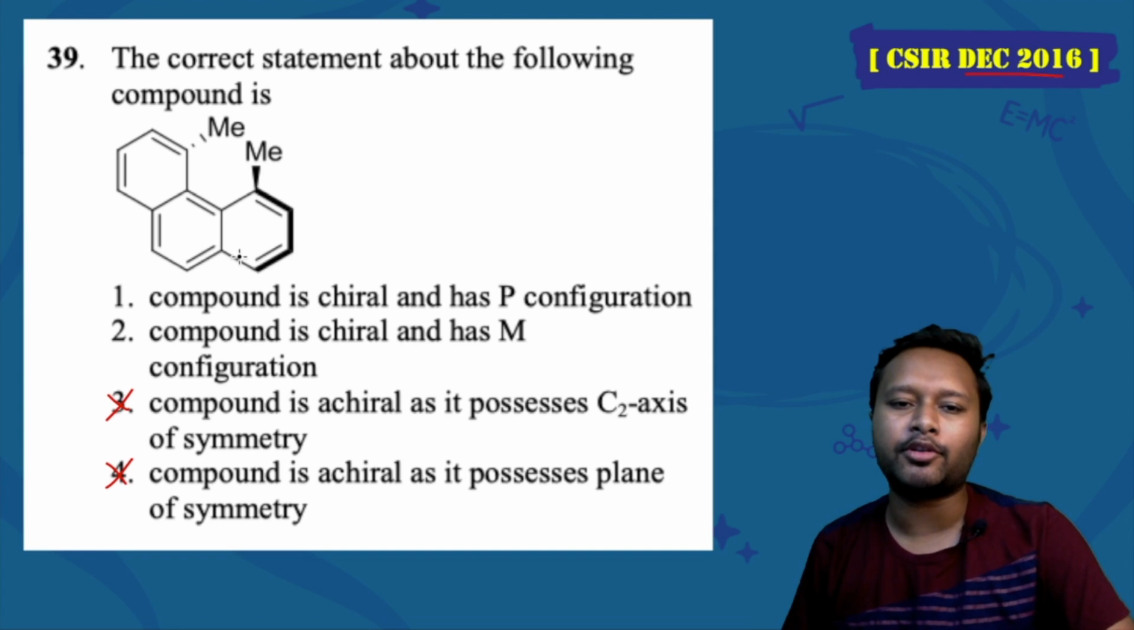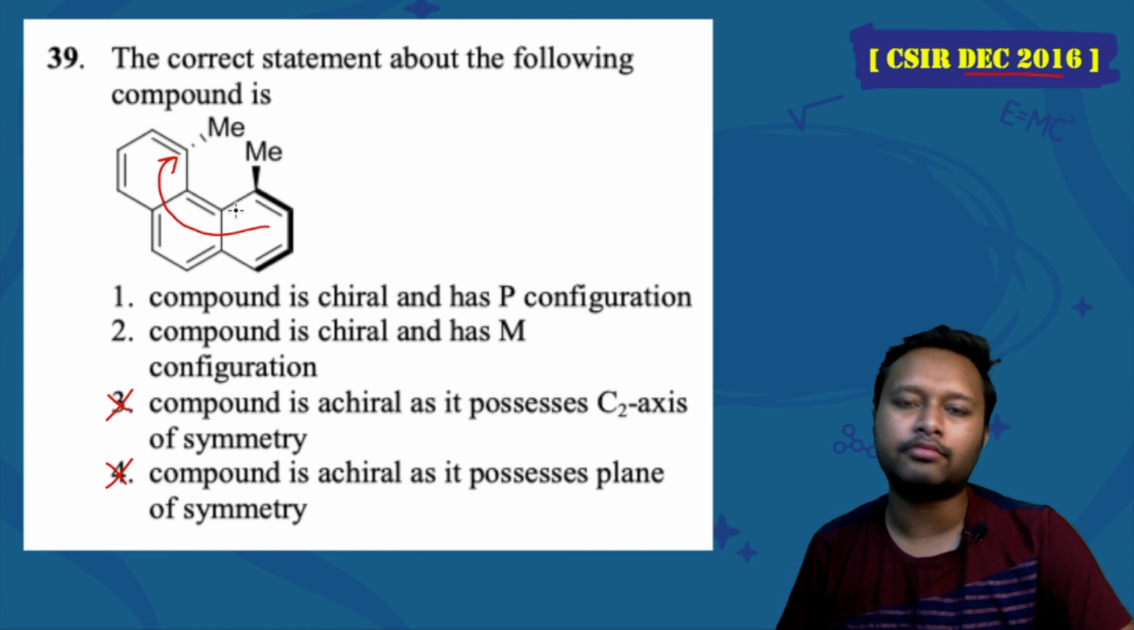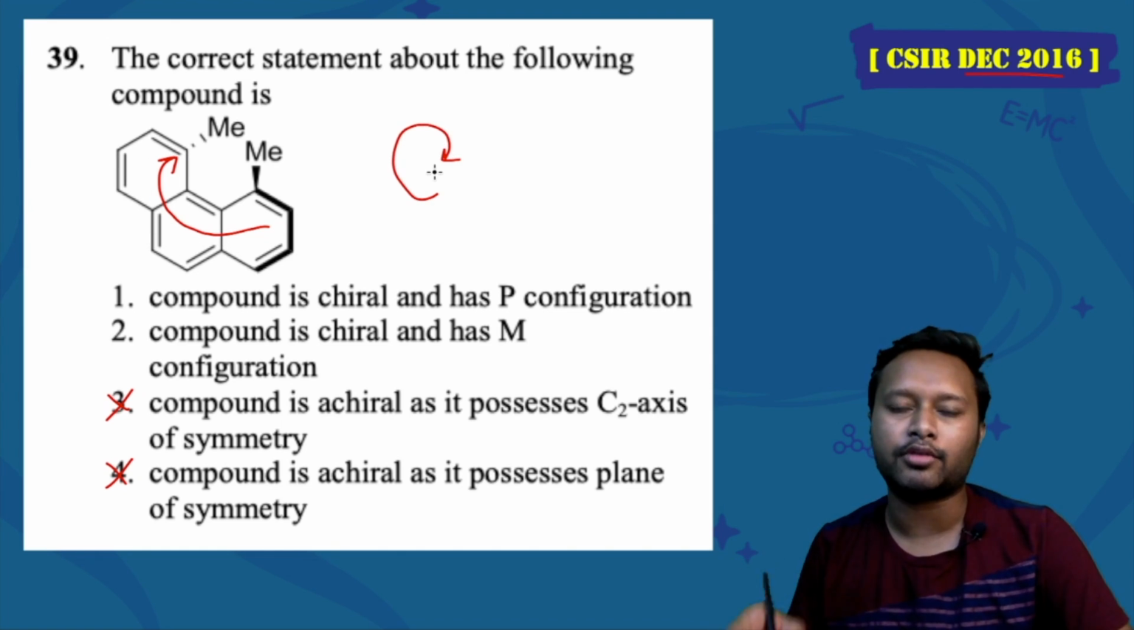Now what configuration do we have? The same concept, the same way, we will apply to solve it. We will start making the arrow from the ring which is above the plane and will go towards the ring which is below the plane. So that's how it is going to be. Now you can see that this arrow is actually going in the clockwise direction, okay. So it's going in the clockwise direction, that's why this will have a P conformation.